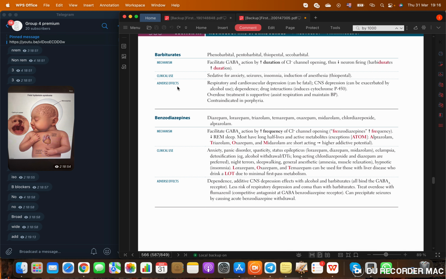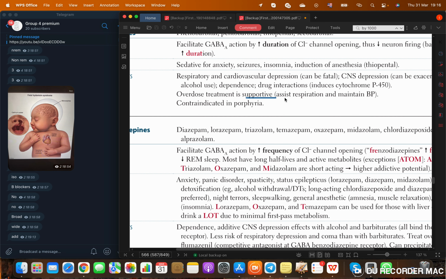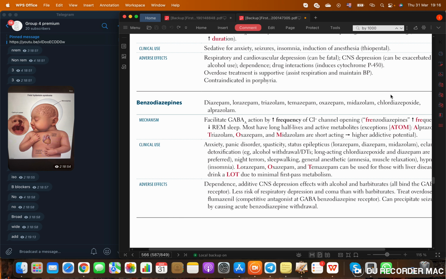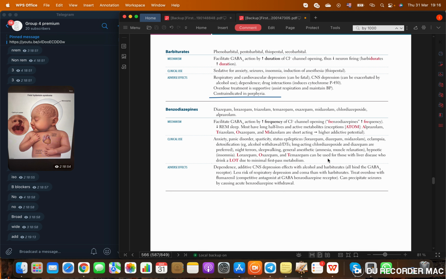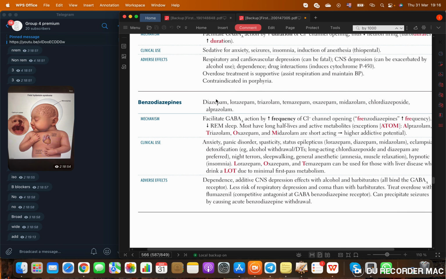addiction, tolerance, no antidote. Okay? So if you have an overdose, the treatment is just supportive. You tell the patient, you can do it. I'm kidding. You don't tell him he can do it. He cannot. He needs respiratory and blood pressure support until the drug just clears out from his body. It's contraindicated in cases of porphyria because it can induce the cytochrome P450, which is basically going to induce the symptoms.